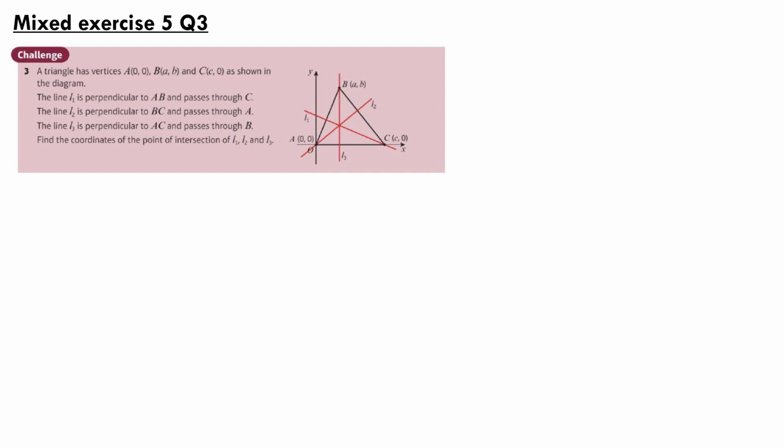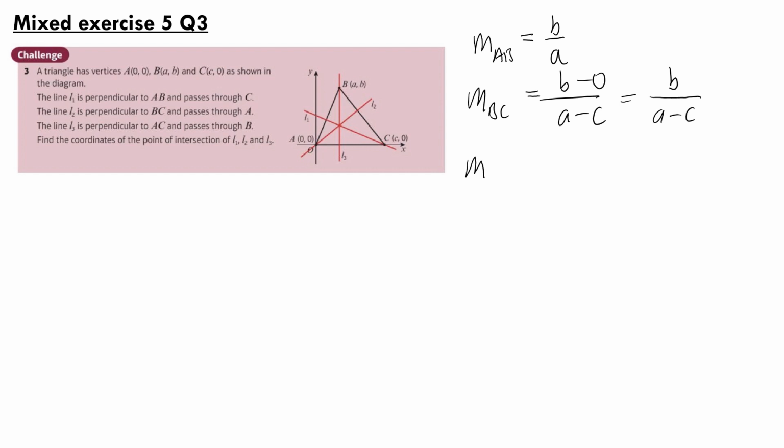So this is very similar to the previous question. We can start by finding the gradients of the line segments AB, BC and AC. So m_AB, the gradient of AB, is equal to b over a. The gradient of BC is equal to (b - 0) over (a - c), or just b over (a - c). And finally, the gradient of AC is equal to 0, because it is a flat horizontal line.